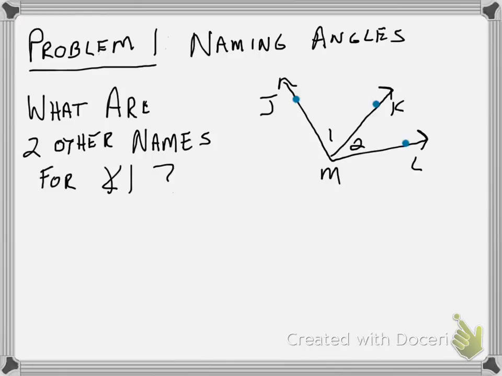Problem 1, naming angles. What are two other names for angle 1? We kind of already talked about this when we first started the chapter, but if I'm trying to name angle 1 here, and that's this top angle right there, I can't call it angle M. Can't do it because M is a vertex of both angle 1 and angle 2. So what I'm going to end up doing is calling this angle JMK, and also just the reverse, I can call it angle KMJ.